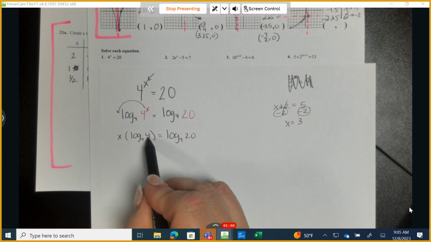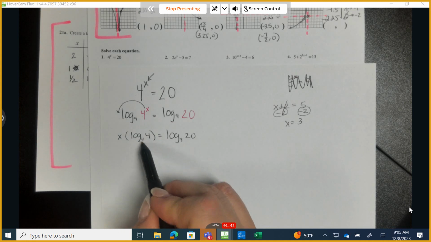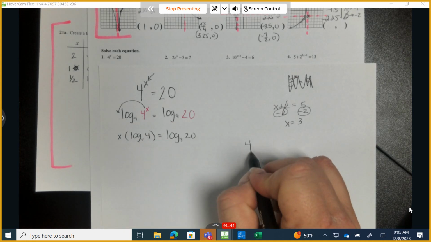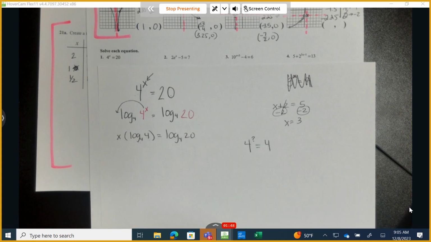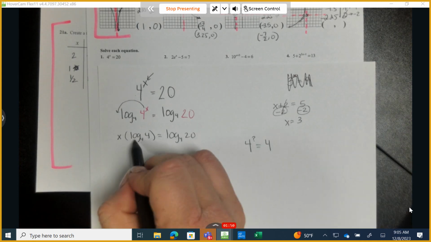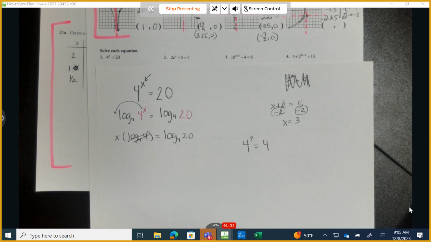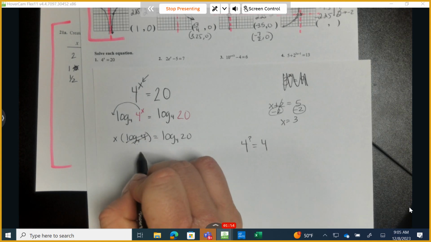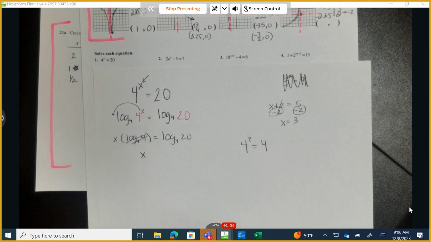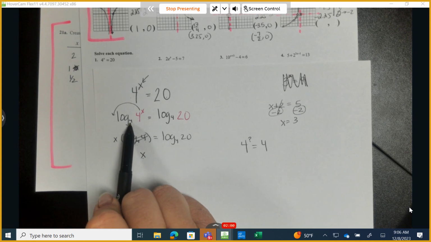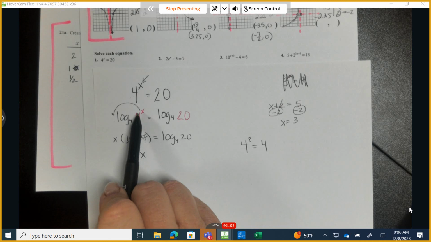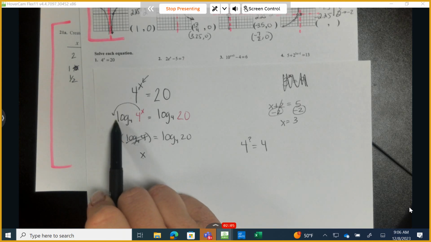Log base 4 of 4 means this. It means 4 raised to, now I'm a visual learner, 4 raised to what exponent equals 4? And we know the answer is simply 1. So this entire thing is not just going to disappear, it's going to simplify into 1. And I know 1 times x is just x. In the future, when you see the log having the same base as the number behind it, that group will simplify to 1 every time.